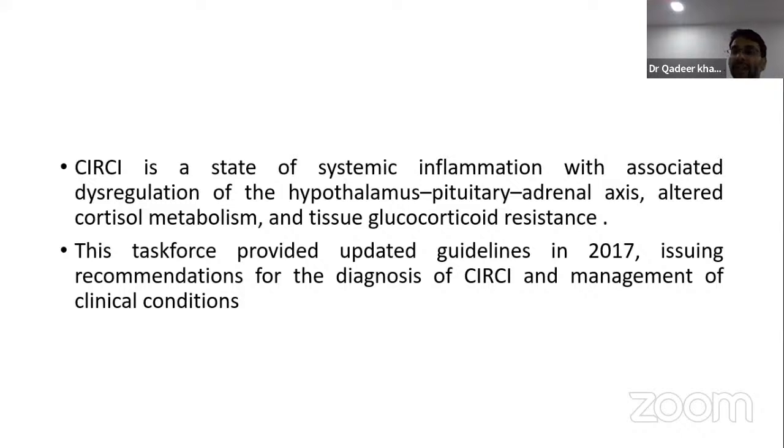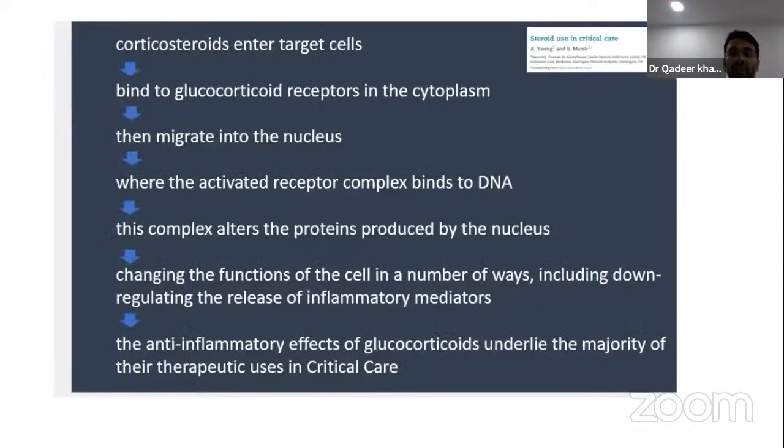The task force updated the guidelines in 2017, with recommendations for diagnosis of CIRCI and management of various clinical conditions. When corticosteroids are released from the body, they bind to receptors in the cytoplasm. They enter the nucleus, the activated receptor complex binds to the DNA, and this complex alters the proteins produced, changing the function of the cell in a number of ways. They downregulate the release of inflammatory mediators in cases of inflammatory storm or sepsis.